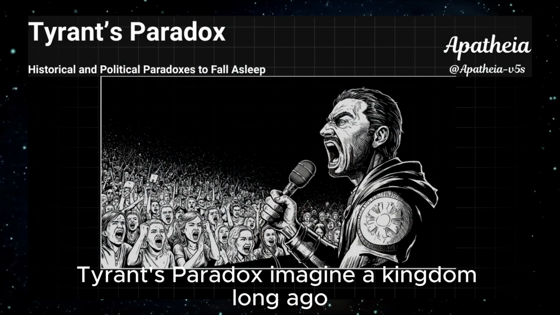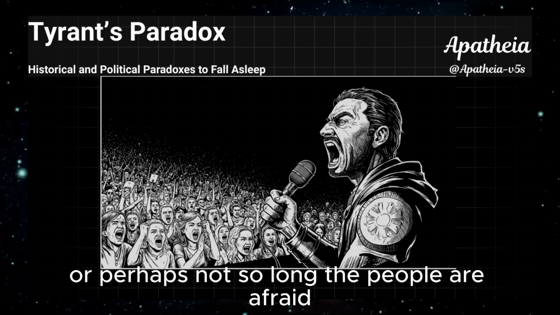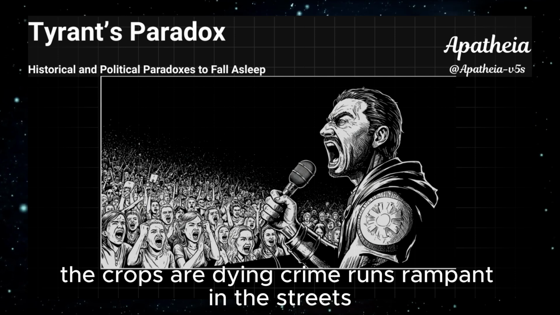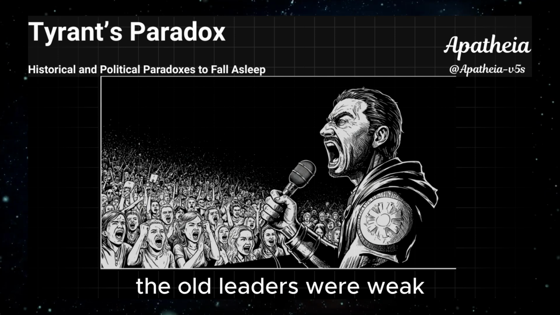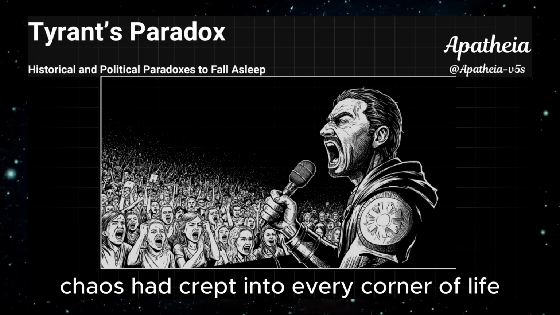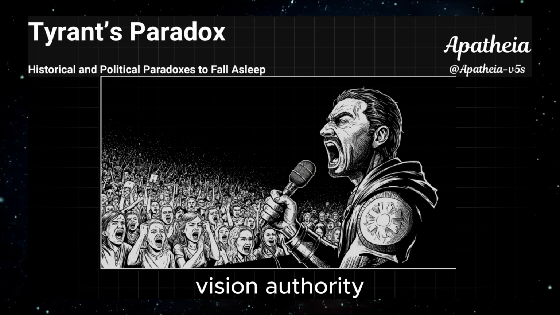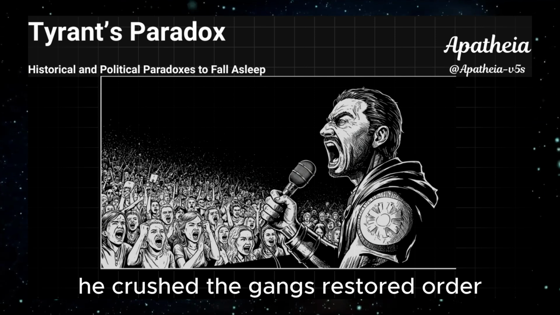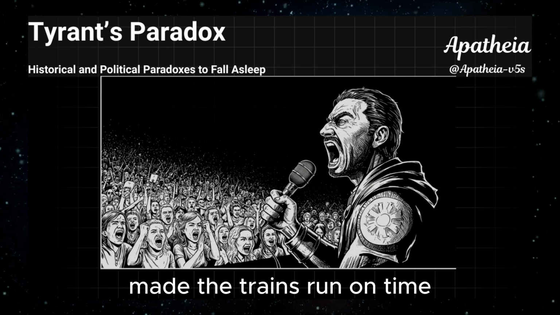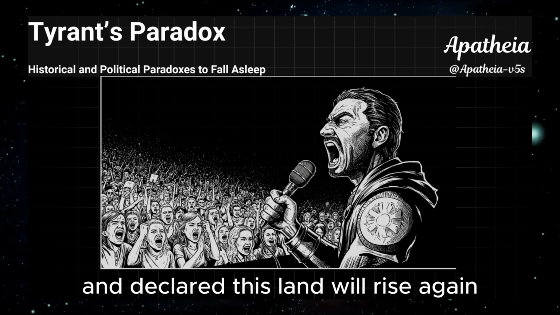Tyrant's Paradox. Imagine a kingdom, long ago, or perhaps not so long. The people are afraid, the crops are dying, crime runs rampant in the streets, the old leaders were weak, indecisive, paralyzed by compromise. Chaos had crept into every corner of life. And then he came, a man with power, vision, authority. He crushed the gangs, restored order, made the trains run on time. He rebuilt roads, silenced corruption, and declared this land will rise again.